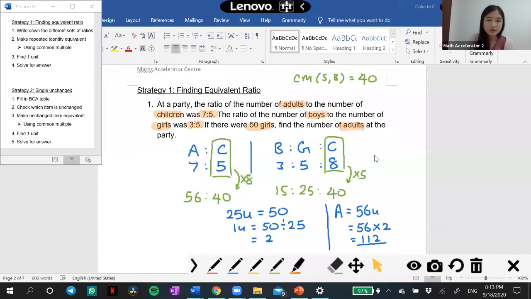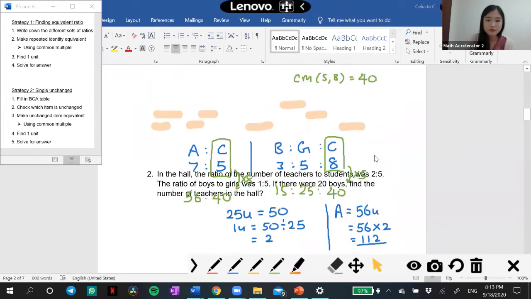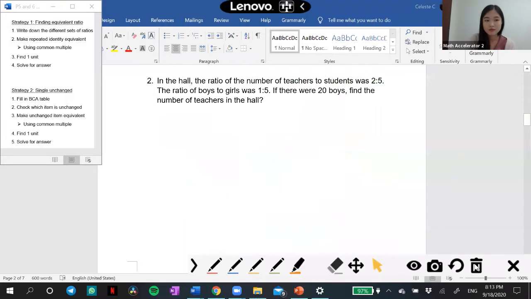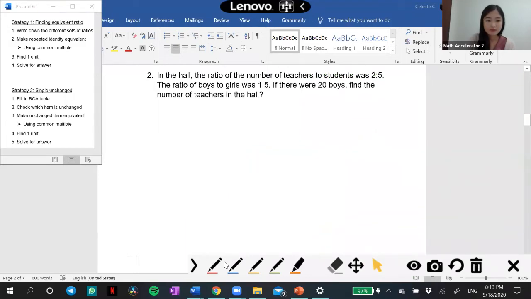Okay, so let's try question 2. Right, so you have a hall. The ratio of the number of teachers to students in the hall was 2:5. Teachers to students, 2:5. The ratio of the boys to girls was 1:5. If there were 20 boys, find the number of teachers in the hall.